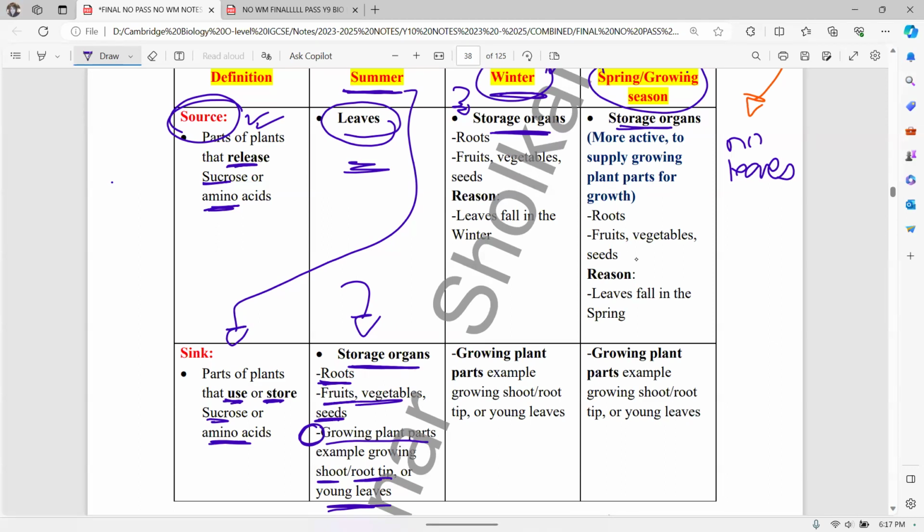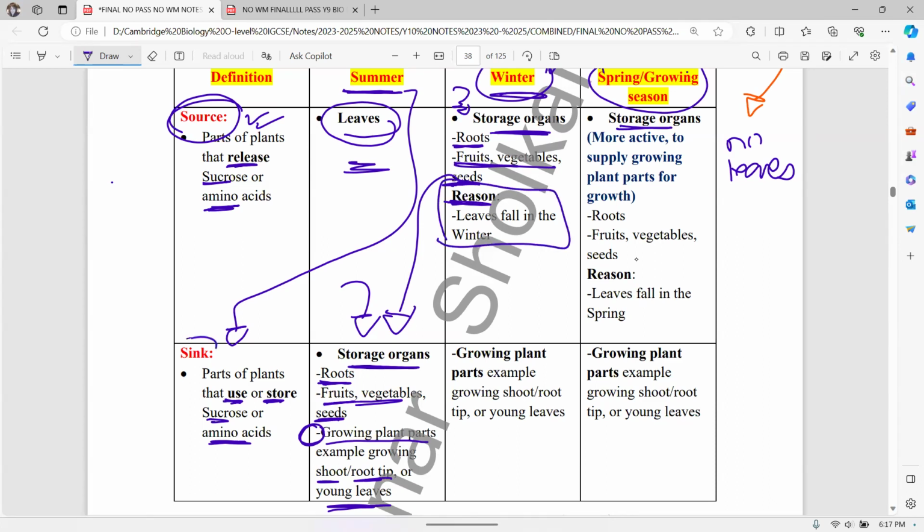In the winter, I don't have leaves, so there is no photosynthesis, and most of the time there is no sun. But I'm still alive, and I still need to grow. So where do I get my energy? Where do I get my sucrose and my amino acids? From the organs that I stored in the summer. Again, the same thing: the storage organs, the same roots, the same fruits, the same vegetables, the same seeds. The reason why? Because I don't have leaves in the winter.